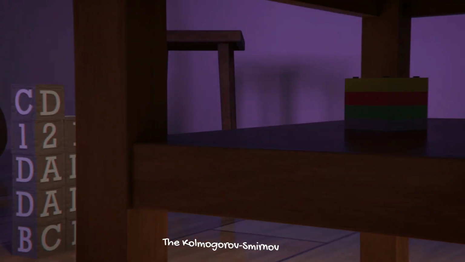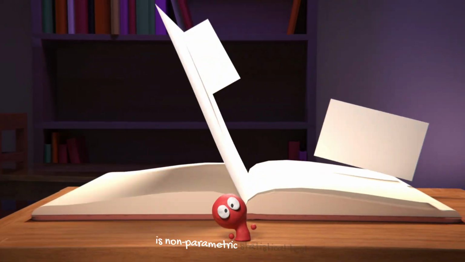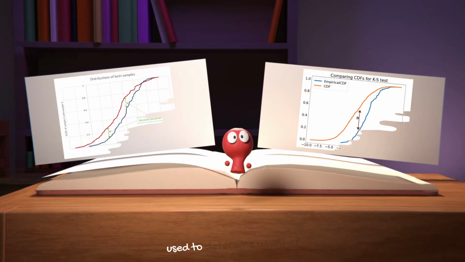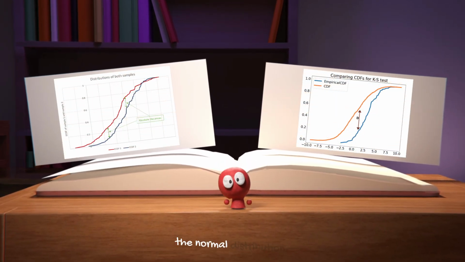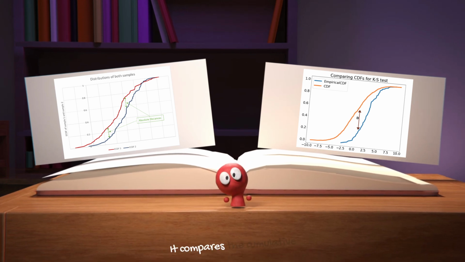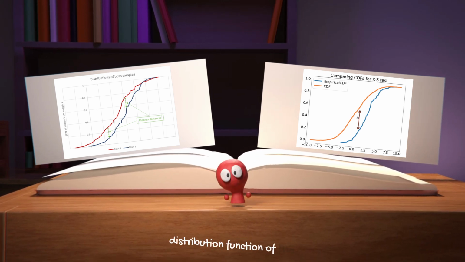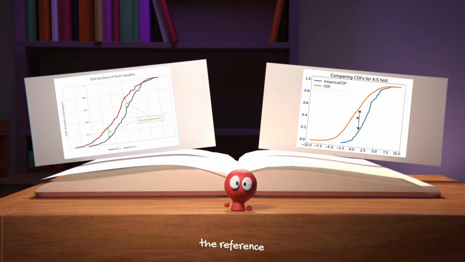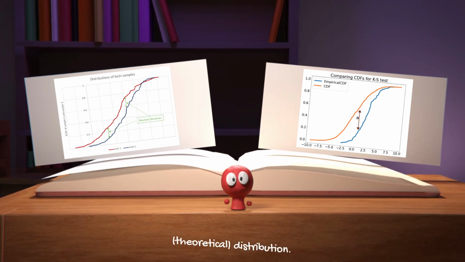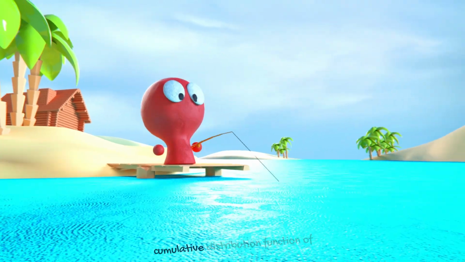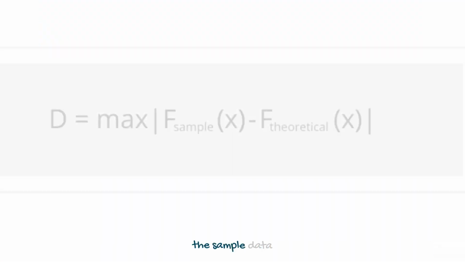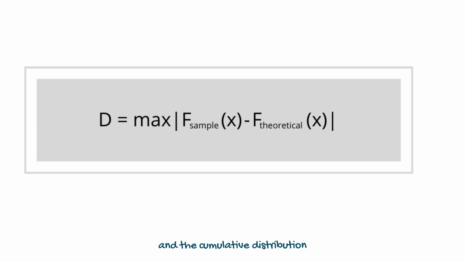The Kolmogorov-Smirnov test is a non-parametric statistical test, used to determine whether a sample follows a specific distribution, such as the normal distribution. It compares the cumulative distribution function of the sample data with the cumulative distribution function of the reference theoretical distribution. The test calculates the maximum difference between the cumulative distribution function of the sample data and the cumulative distribution function of the normal distribution.